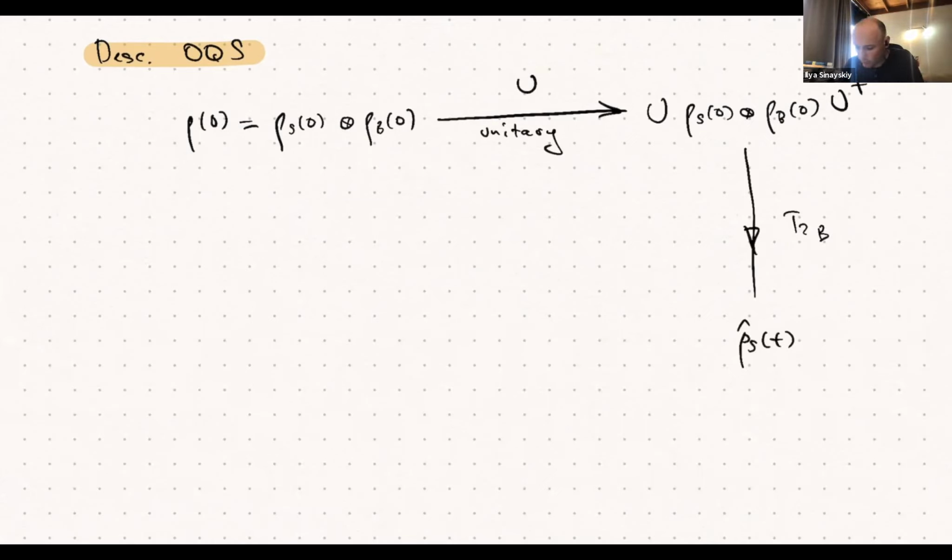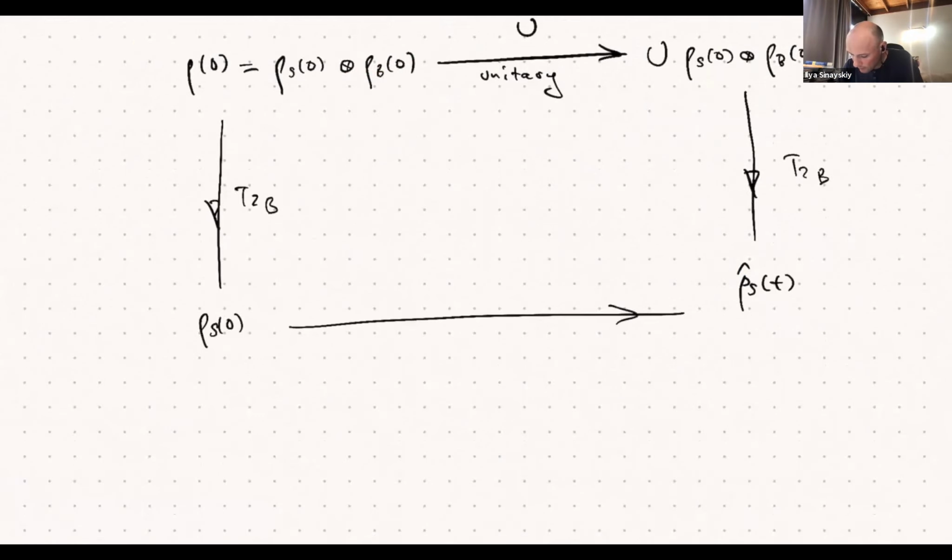But as I mentioned to you, you can go this way from the point of view of modeling, but it's very difficult. Sometimes it's impossible, and it's very impractical. So what people do much more often is they go down here. They trace over the bath here, and what you get in this case is only the initial density matrix of the system. But now the question is, can you go from the initial state to a final state? And if you can, how?